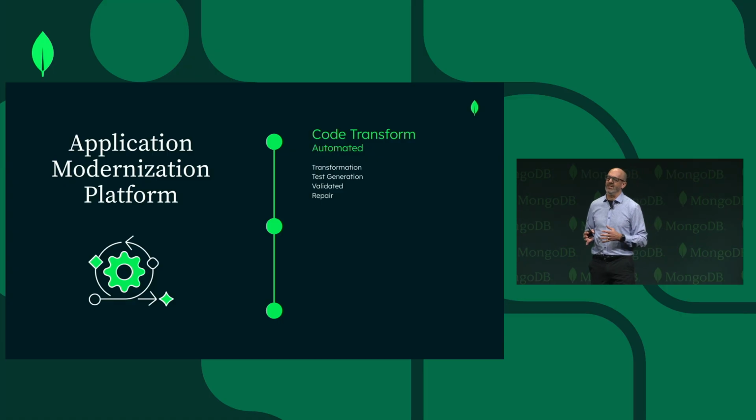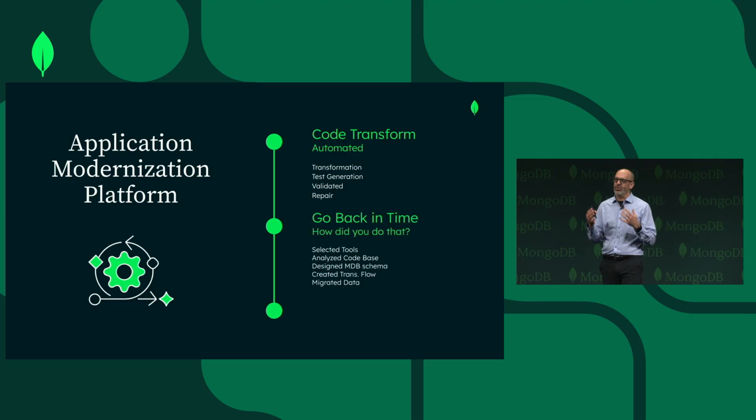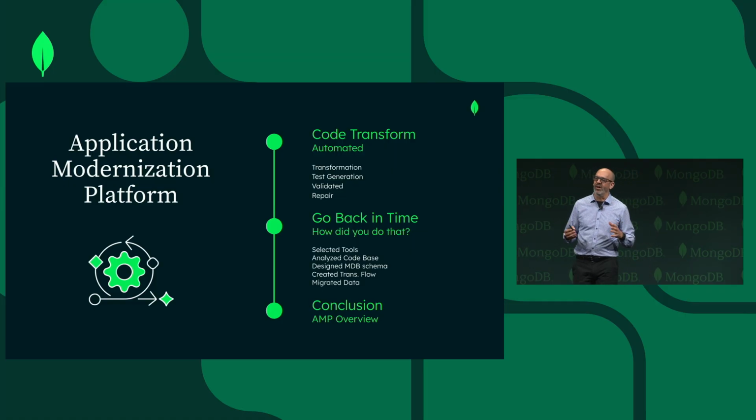We're going to start at the end, and we're going to show you a demo of how we do code transformation with MongoDB's AMP platform. We'll show code transformation, test generation, automated repair, and capabilities like that. Then we'll go back in time and show you how we set up this process and all of the upfront work and tooling and techniques that we created to make this whole platform work. And finally, at the end, we'll explain to you in more detail what the AMP platform is.